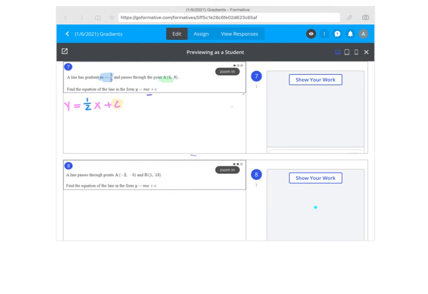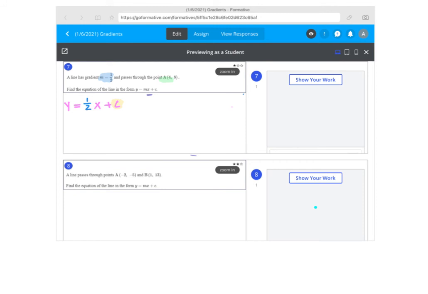Okay? Now I know what my y-intercept is. So my answer is going to be y is equal to 1/2 x plus 6. And so this is the equation of the line with gradient m equals 1/2 that passes through the point 4 and 8.